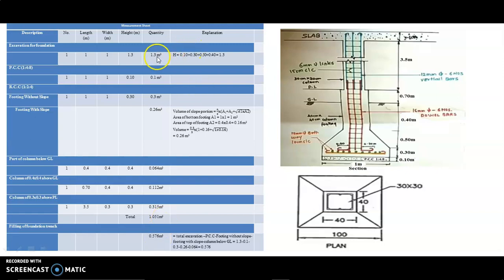So these are the quantities which we find with the help of the diagram. Now in the second part we will learn how to find the total weight of reinforcement in this particular diagram. So today's lecture is over. We continue this lecture in our part 2. Thank you.